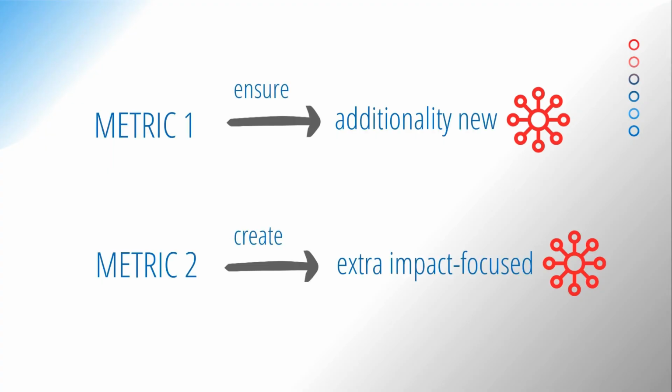The metrics defined together were 1. The additionality of new outlet placement, and 2. The extra impact-focused outlets as a bonus metric.